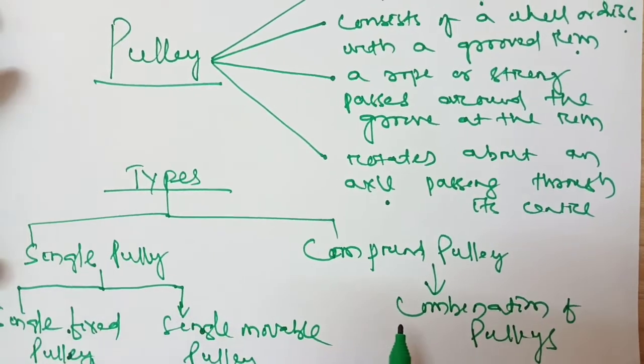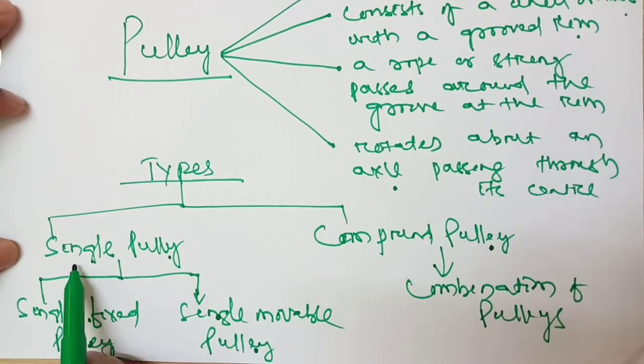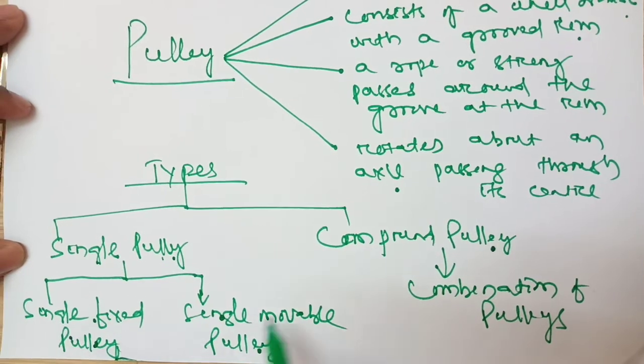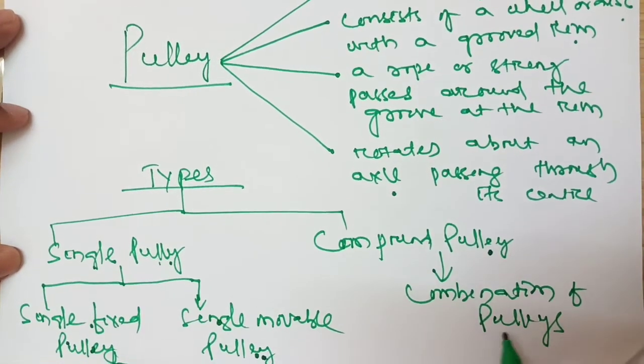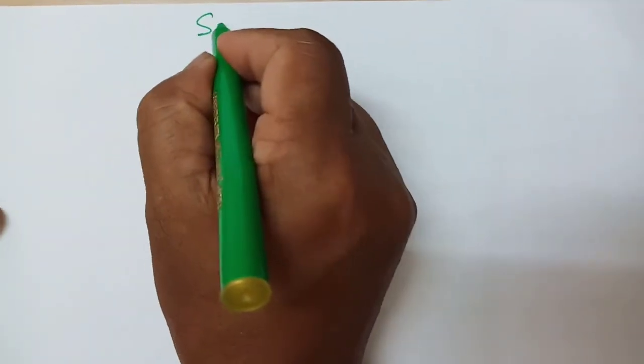Okay, so again I am telling types of pulley: single pulley and compound pulley. You have to read single pulley again two types: single fixed pulley, single movable pulley, and compound pulley is the combination of pulleys. First you read single fixed pulley.